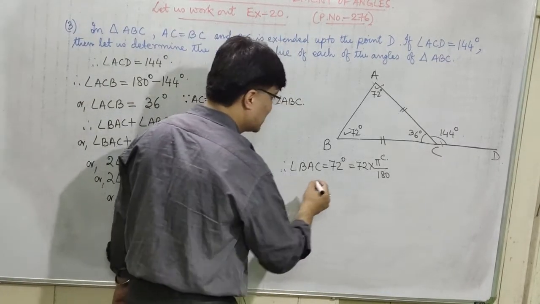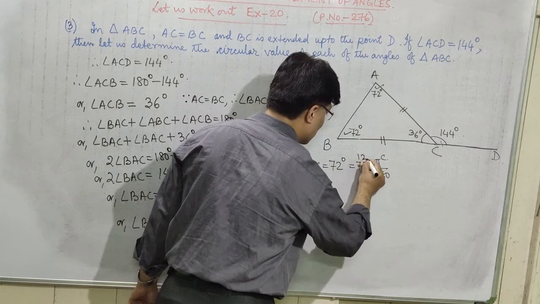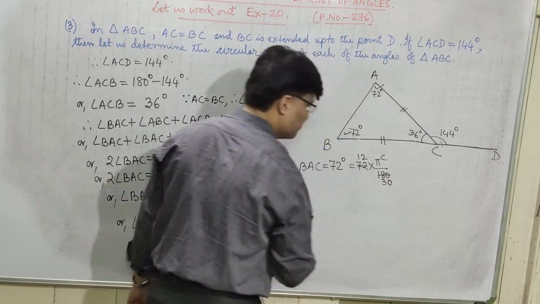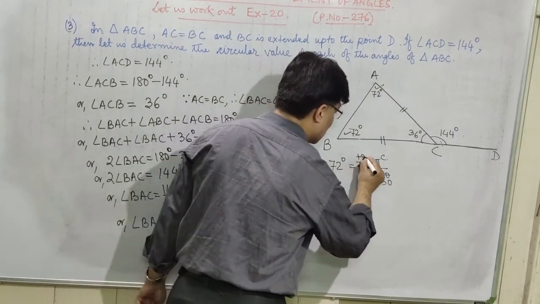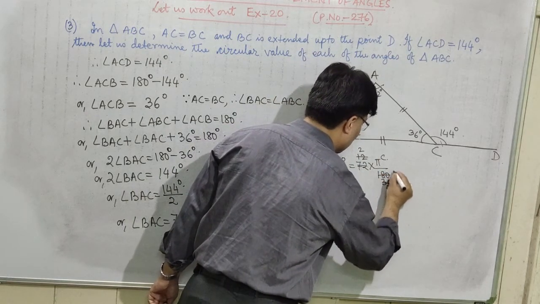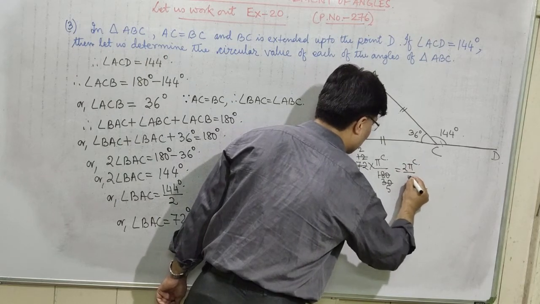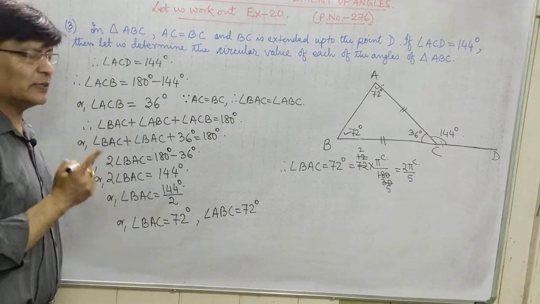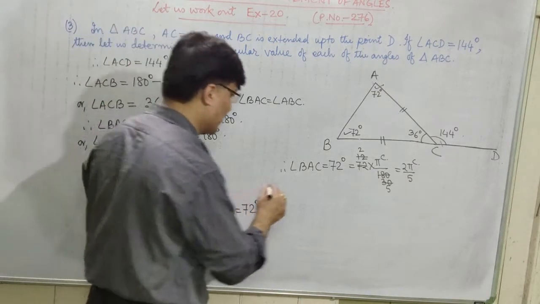So it can be cancelled by 6. 6 ones are 6, 6 sevens are 42, 6 twos are 12, 6 threes are 18, 0. Again, it can be cancelled by 6, isn't it? 6 twos are 12, 6 fives are 30, which is equal to 2 pi radian divided by 5. So angle BAC in terms of radian is 2 pi radian by 5.